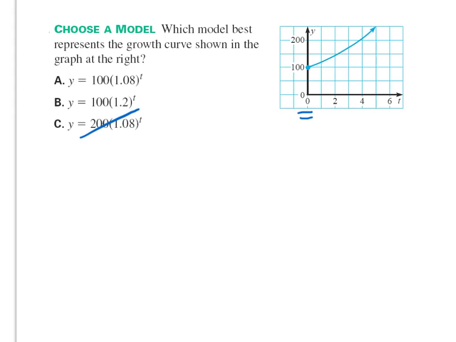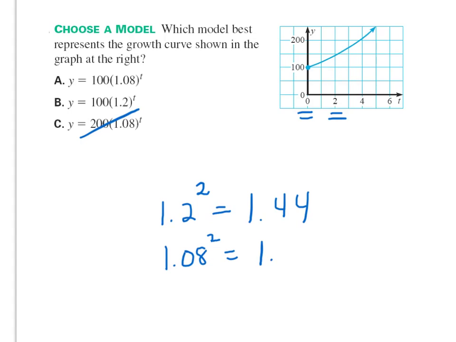So hopefully you thought about putting in a value. So if you look at, let's say you're going to plug in 2 for x, so the 1.2 squared would be 1.44, but the 1.08 squared would be about 1.166.